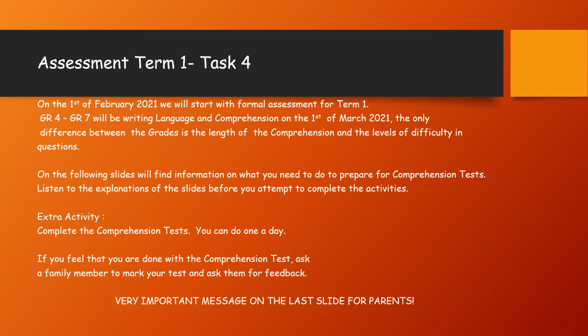Assessment, Term 1, Task 4. On the 1st of February 2021, we will start with formal assessment for Term 1. Grade 4 to Grade 7 will be writing language and comprehension on the 1st of March 2021. The difference between the grades is the length of the comprehension and the levels of difficulty in questions. On the following slides, you will find information on what you need to do to prepare for comprehension tests. Listen to the explanations of the slides before you attempt to complete the activities.